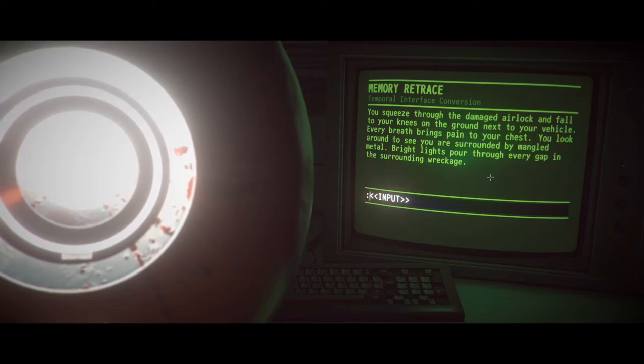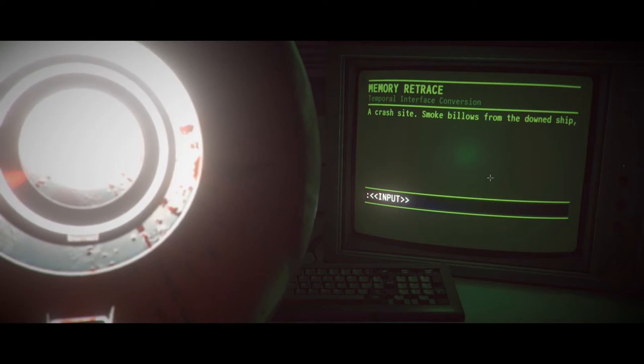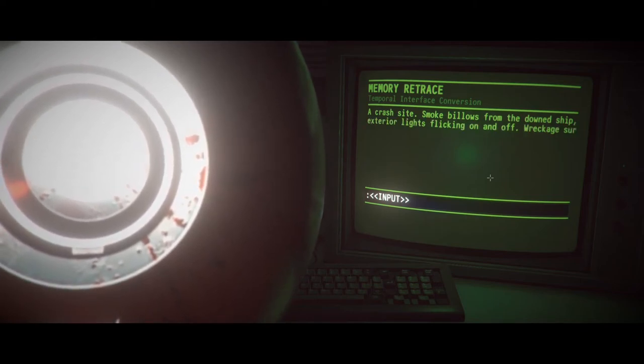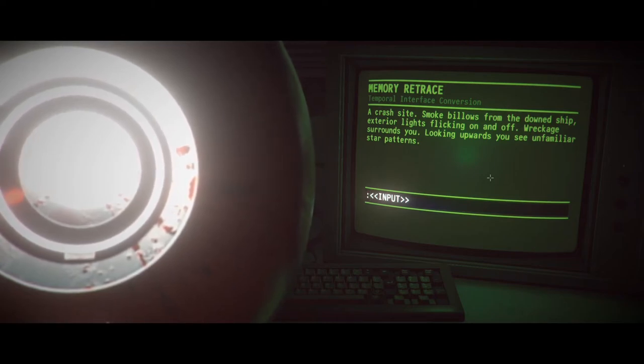Okay. Look around. A crash site. Smoke billows from the downed ship. Exterior lights flicking on and off. Wreckage surrounds you. Looking upwards, you see unfamiliar star patterns.